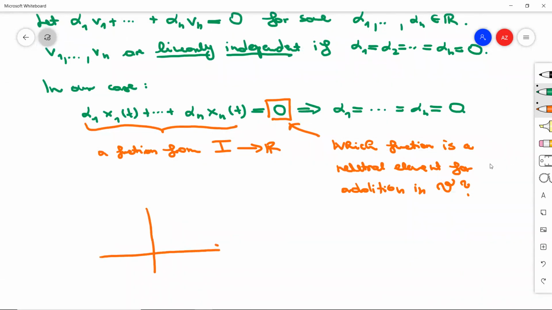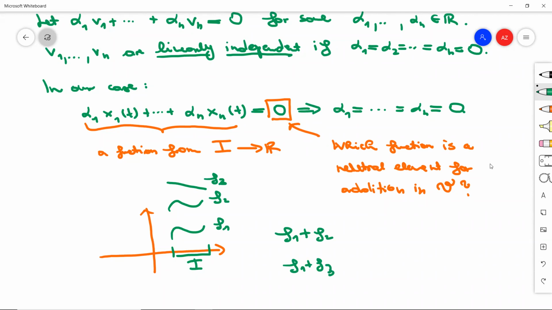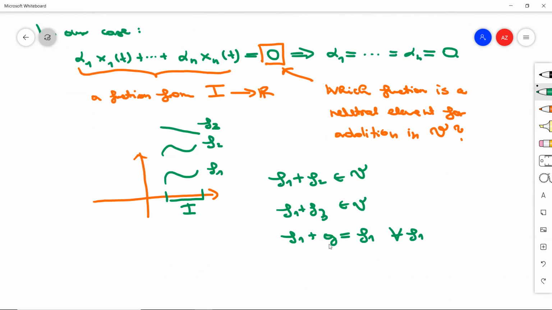So let's say that we have only not the system, but the function, and our interval is that one. Here we have our vector space, some functions f1, f2, f3, and so on. So which function is the neutral element? In this vector space, we are making sums of these functions. They all live in our vector space. So which function g is such that f1 plus g is equal to f1 for every f1? What is g on this picture? 0, yeah, 0. So this 0 is in fact the function which is constantly equal to 0 on this interval.